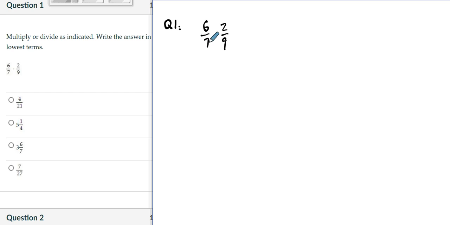Now, let's look at question 1 here. Question 1 is 6 over 7 times 2 over 9. So we know 6 is 3 times 2, and 9 is 3 times 3. So then we may get some cancellation. There is a 3 downstairs, there is a 3 upstairs. So then you can cancel that.